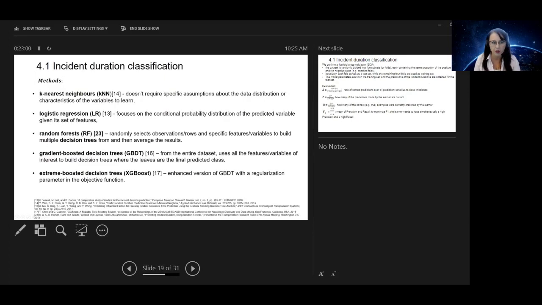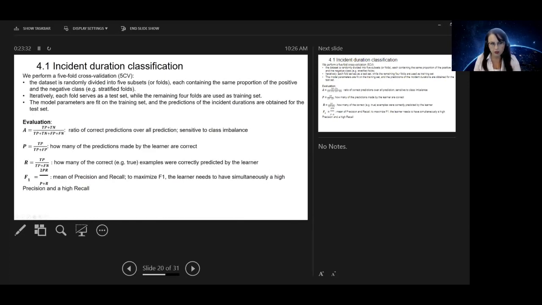We tested various methods. We tested the KNN, logistic regression, random forest, gradient boosted decision tree, and also another type of decision tree, which is the XGBoost, an extreme boosted decision tree. It's a bit special. You might have studied some of these models so far. They all behave differently. For example, the GBDT builds trees and the final leaves of the trees are the ones which give you the final predicted class and so on.